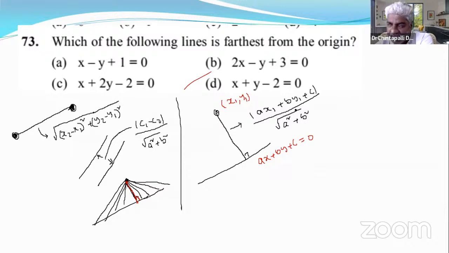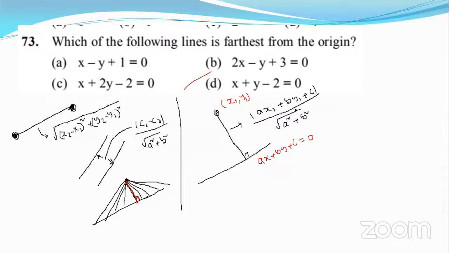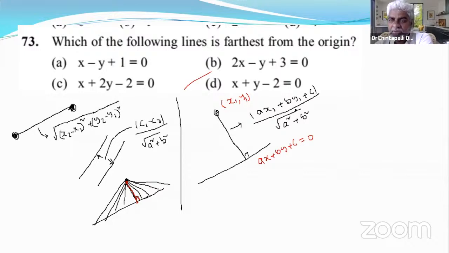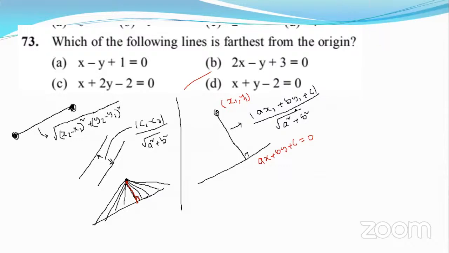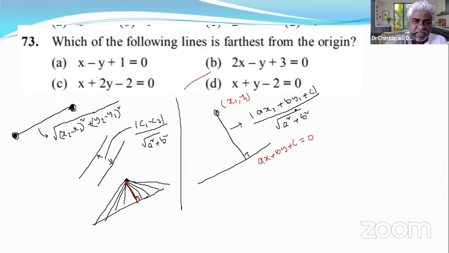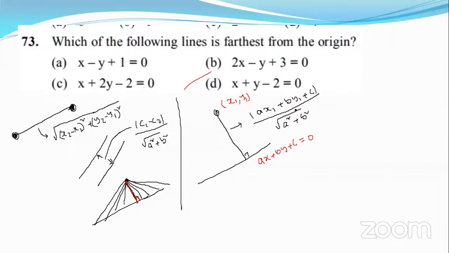We can say it in two ways: perpendicular distance of a line from a point, or perpendicular distance of a point to a line. See, it is the formula. Let us first solve a direct sum. The formula is mod of (ax1 plus by1 plus c) over root of a square plus b square.